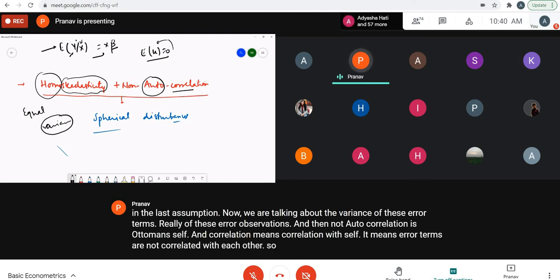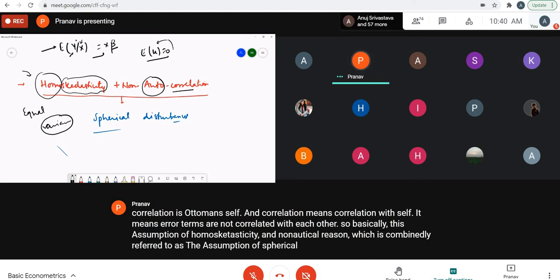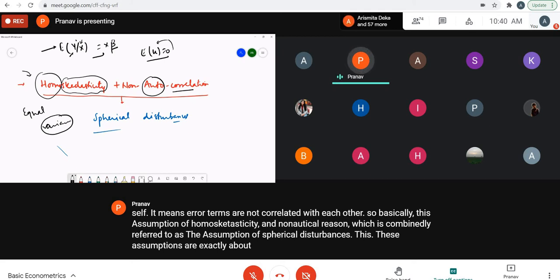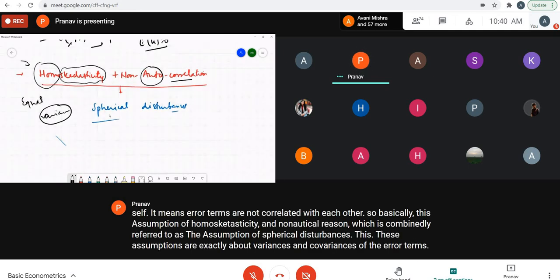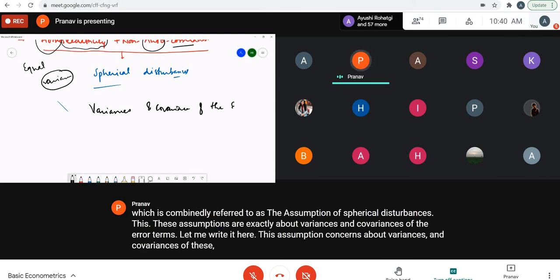So basically this assumption of homoscedasticity and non-autocorrelation, which is combinedly referred to as the assumption of spherical disturbances, is exactly about the variances and covariances of the error terms. Let me write it here. This assumption concerns the variances and covariances of these error terms.